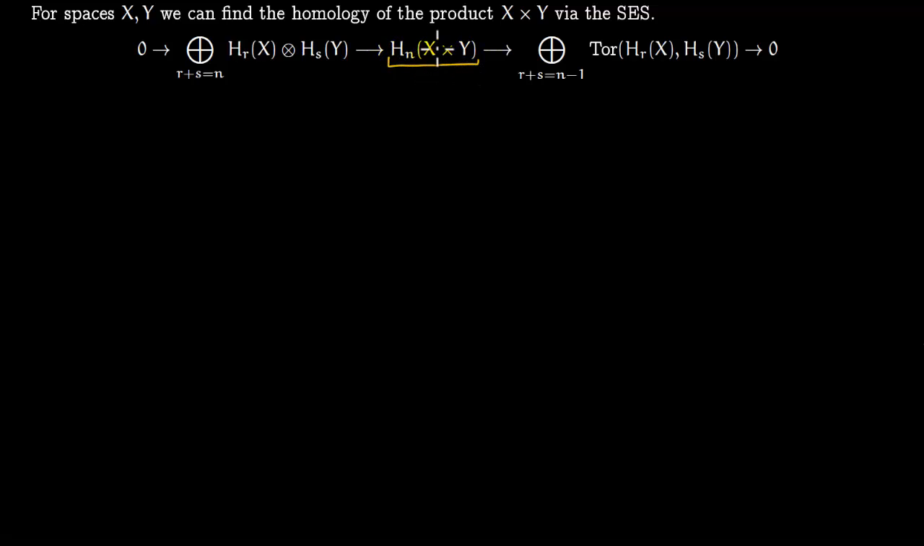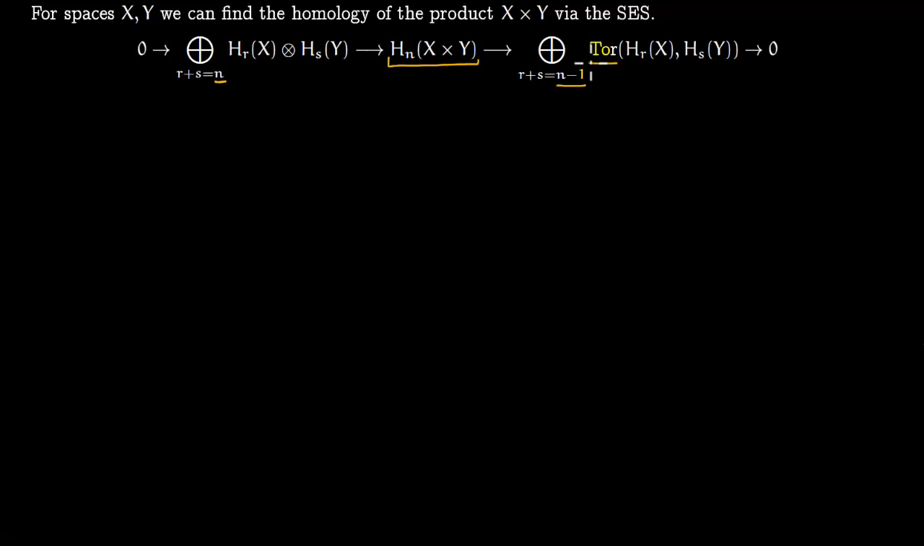To compute this group, we have to find a couple of direct sums. First you take the homology group of X and tensor with the homology group of Y such that r plus s sums up to n. So this n is the same as n here. And then you take the Tor of homology groups of X and homology groups of Y so that r plus s is equal to n minus 1. So this n is here, and you have one index less here.